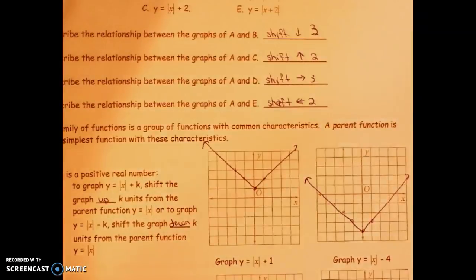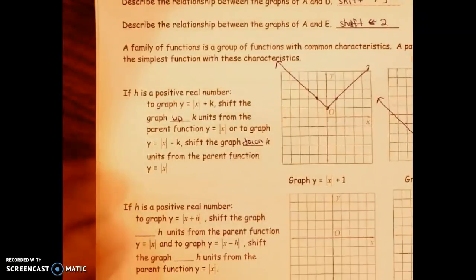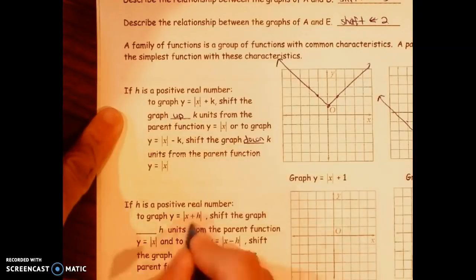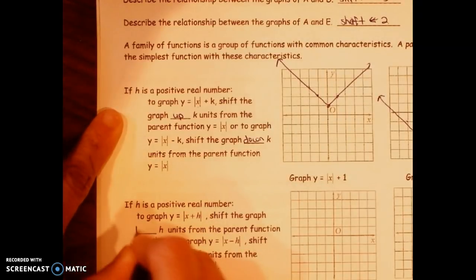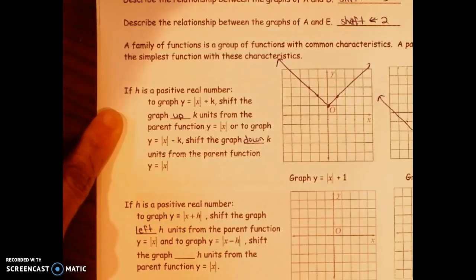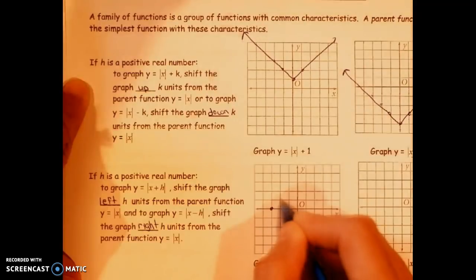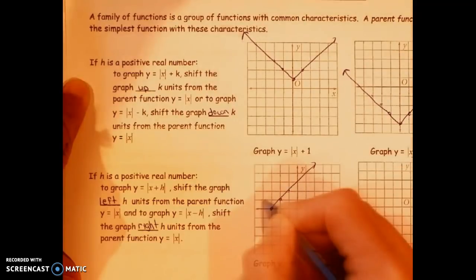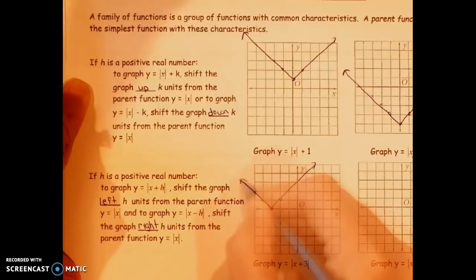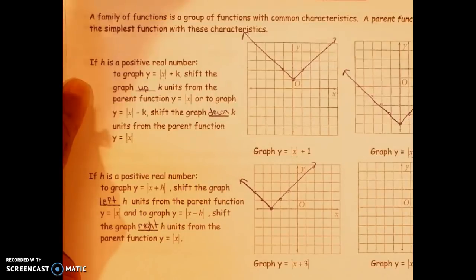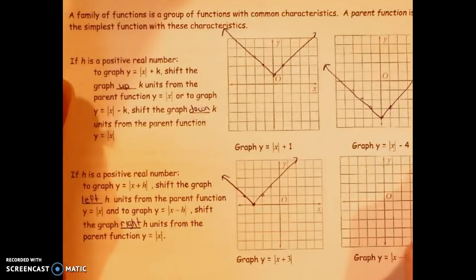On the next 2, if you recall, when we have an h value, which is inside the absolute value, when it's a plus h, we actually shifted the graph left h units. When it was a minus h, we actually shifted the graph right h units. So let's graph these 2. We've got the x plus 3, so we're going to shift left 3. Go ahead and draw in that standard V. The next one we're going to shift right 4. And draw in that standard V.